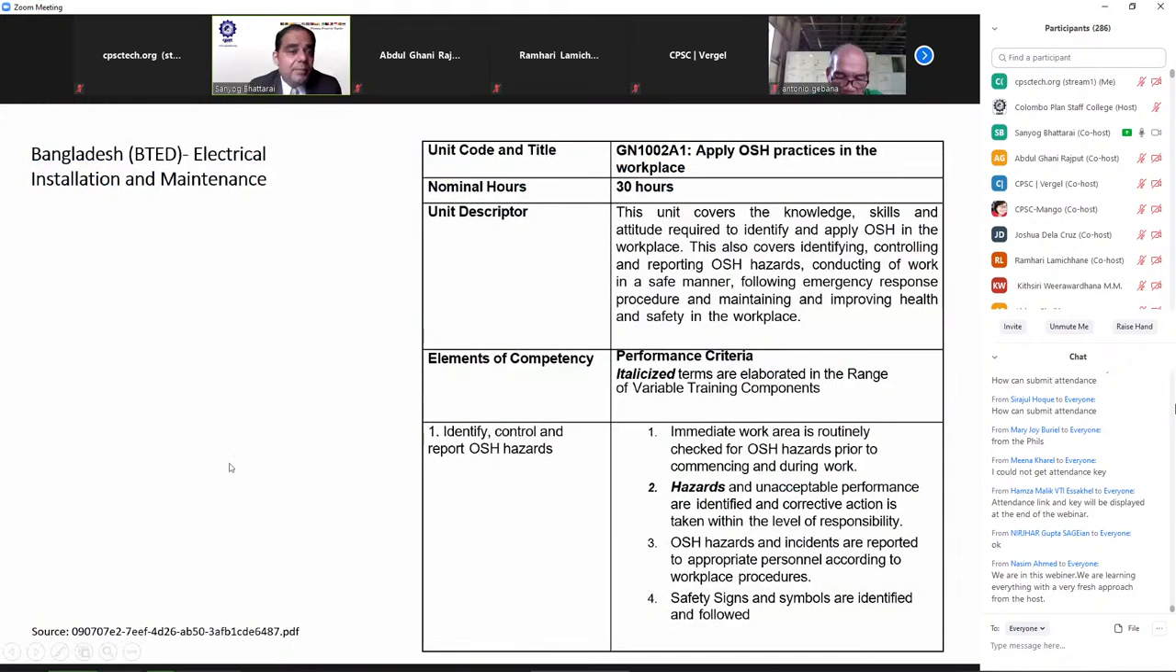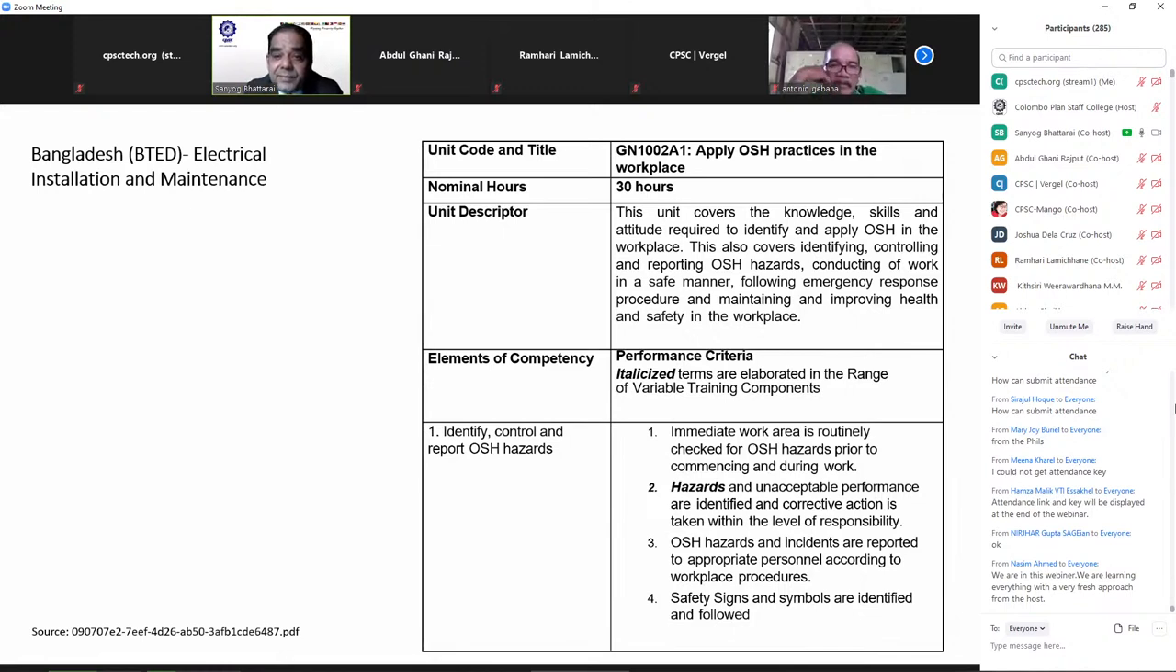So this is the Bangladesh Technical Education Board. The occupation is electrical installation and maintenance. You can see how they have done it very nicely: apply OSHS practice in the workplace. Within that course, electrical installation and maintenance, 30 hours is allocated for OSHS.